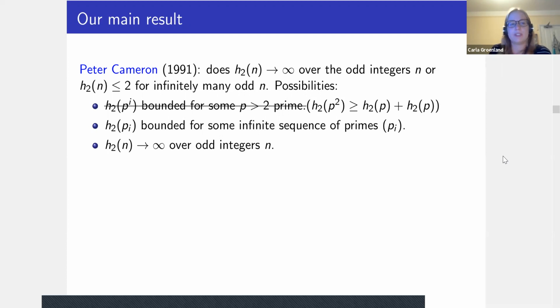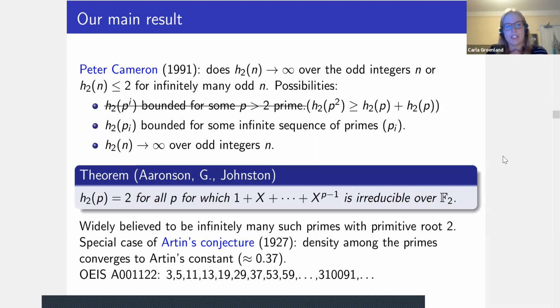And basically our main result states that the second case is true, assuming you're willing to assume some number theoretical conjectures. So for example, the generalized Riemann hypothesis would suffice. So what we show is that h2 of p is equal to 2 for all primes in a set of primes which is conjectured to be infinite, but it's not known to be infinite.